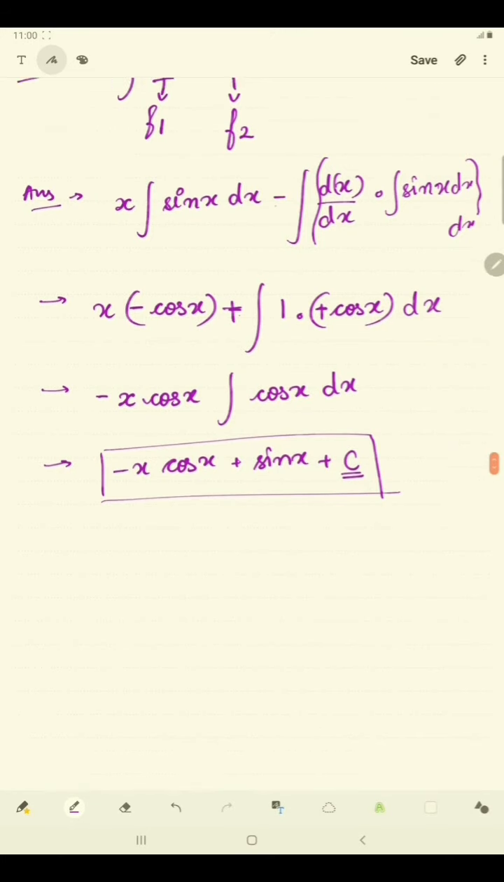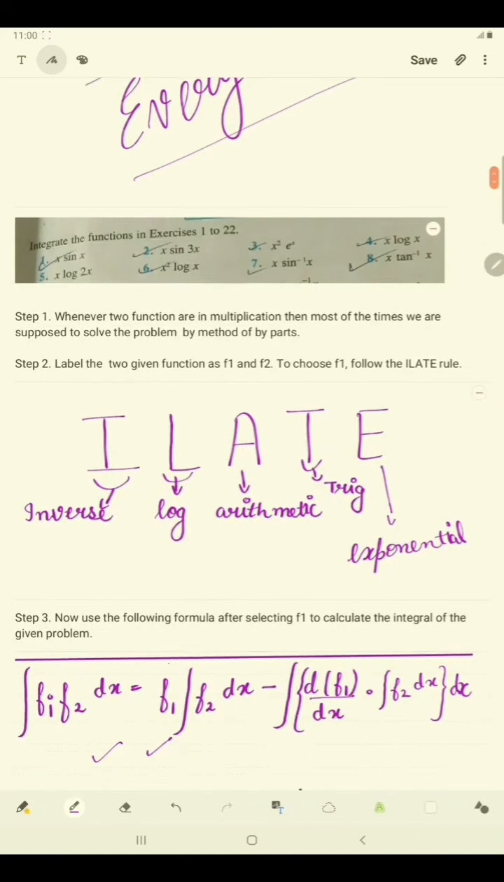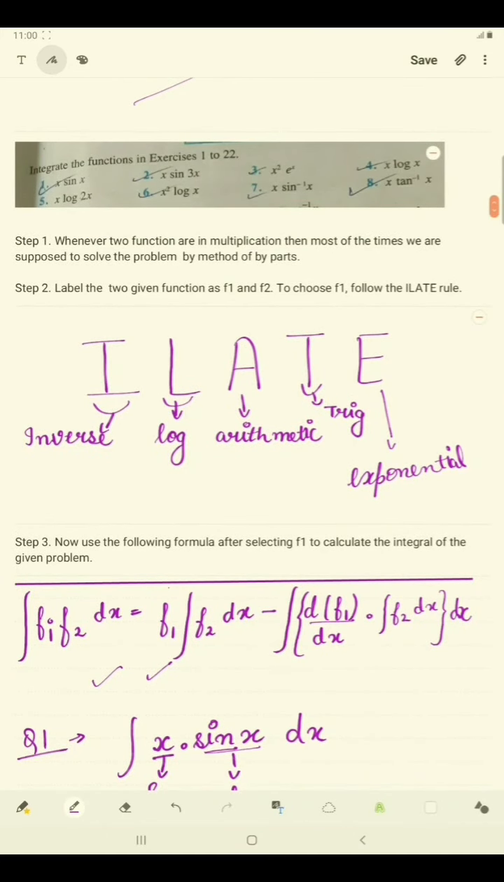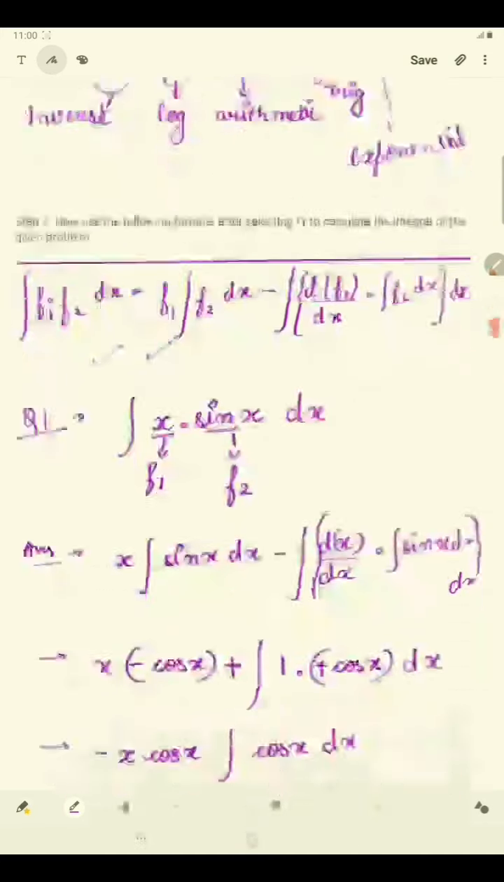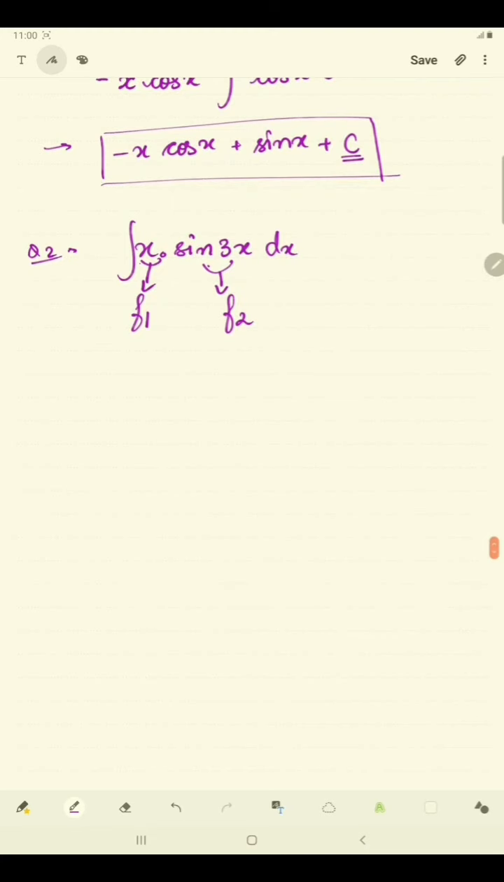This is the answer. These are really basic questions, but we are going to do them so that we have a proper understanding of the concept. So now the second question says x sin 3x. This is very similar to the first question that we did. Again, both the functions are in multiplication, and x is an arithmetic function, so it should be given the first choice, and since sin 3x is trigonometric, it should get the second choice.